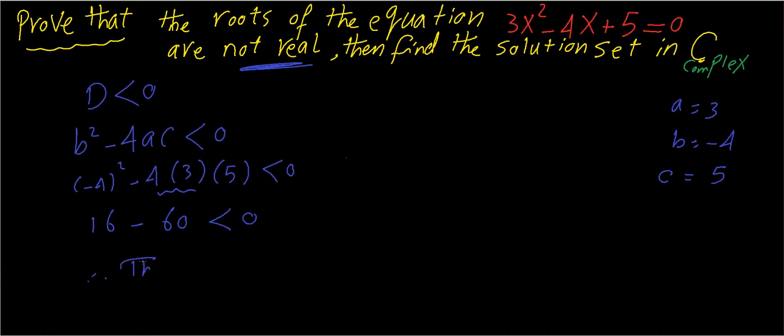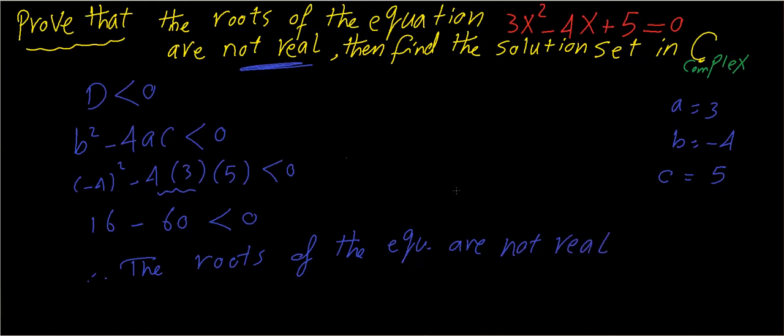Therefore the roots of the equation are not real. Then find the solution set in C, in complex numbers. He wants the solution set in the complex numbers. 3x² - 4x + 5 = 0. We can't factorize this equation.